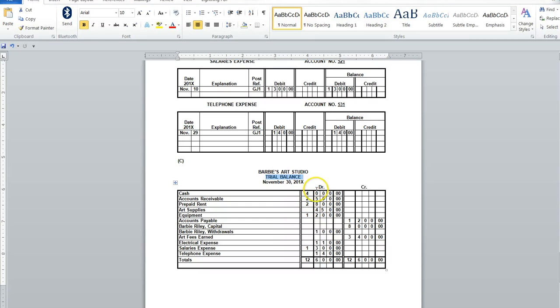So if we were to prepare financial statements, typically this would be the first trial balance that we would analyze and see if there are any accounts in here that need to be adjusted, so that before we prepare any financial statements, we've got to make certain adjustments in these accounts. That comes in module 3.